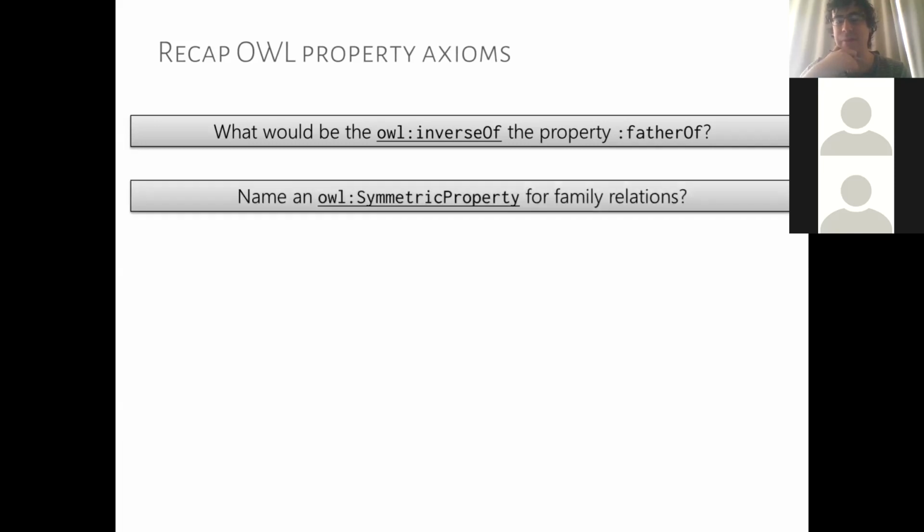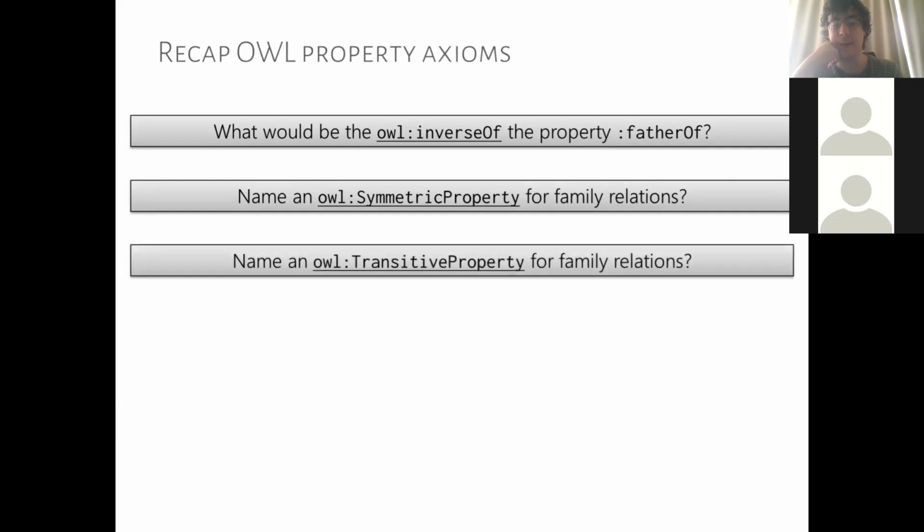Name a symmetric property for family relations. So it could be something like sibling. If A sibling B, then B sibling A. Could be cousin, primo. Could be A cousin B, B cousin A, and so forth. A transitive property for family relations.